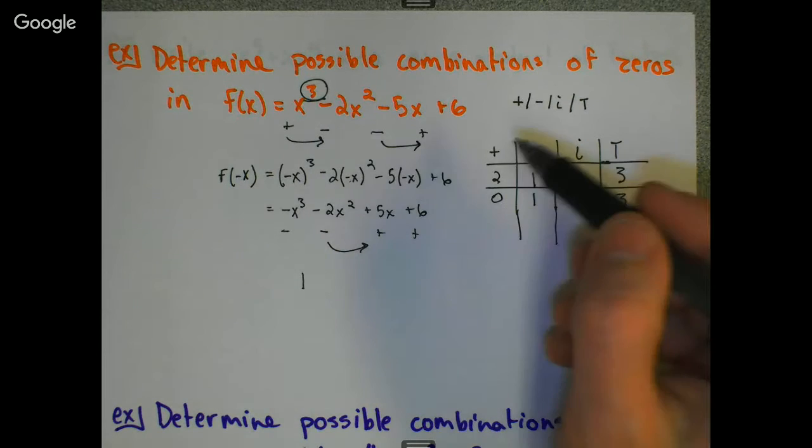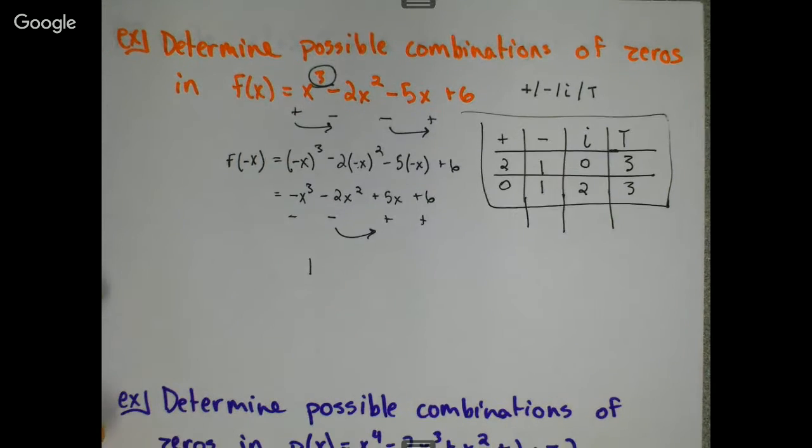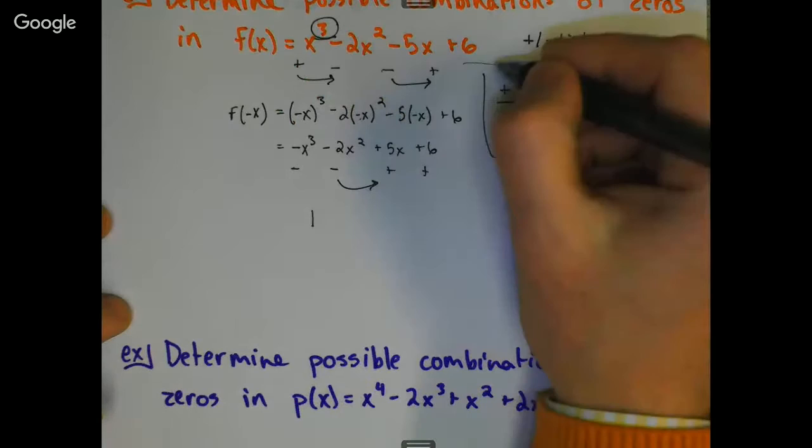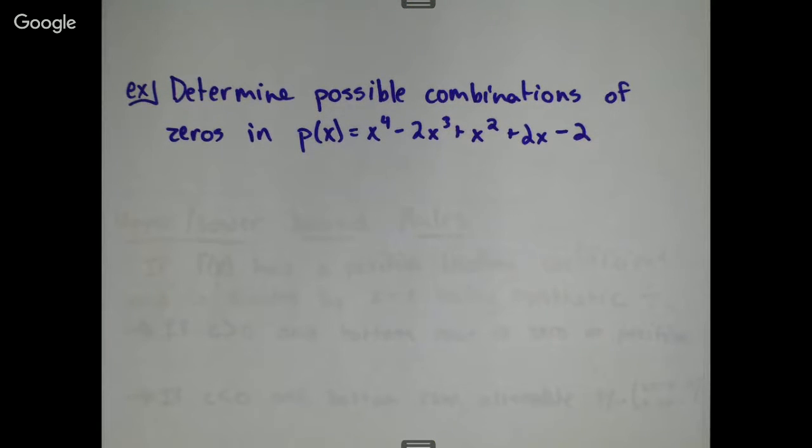Okay, and this is the plus minus IT chart that we will be filling out on most of these problems to kind of help us out. Okay, so you need to know how to do that. Determine the possible combinations of zeros in this one.